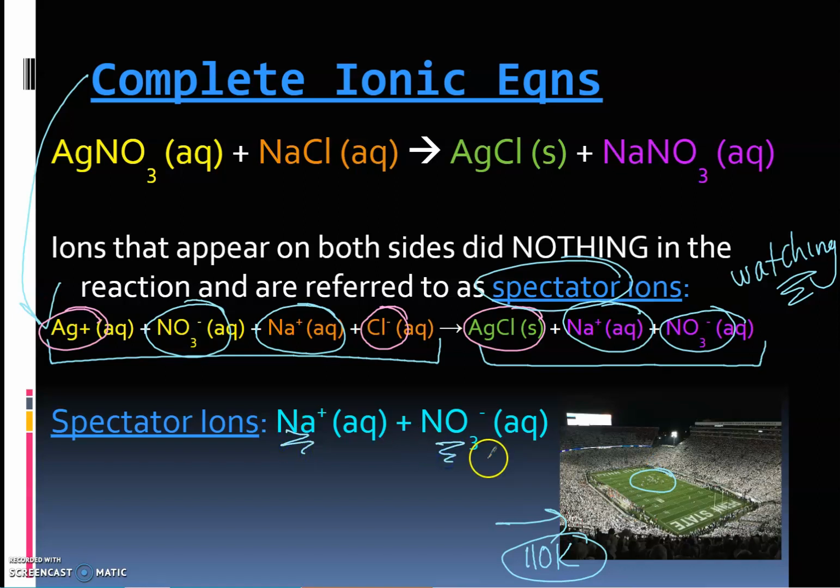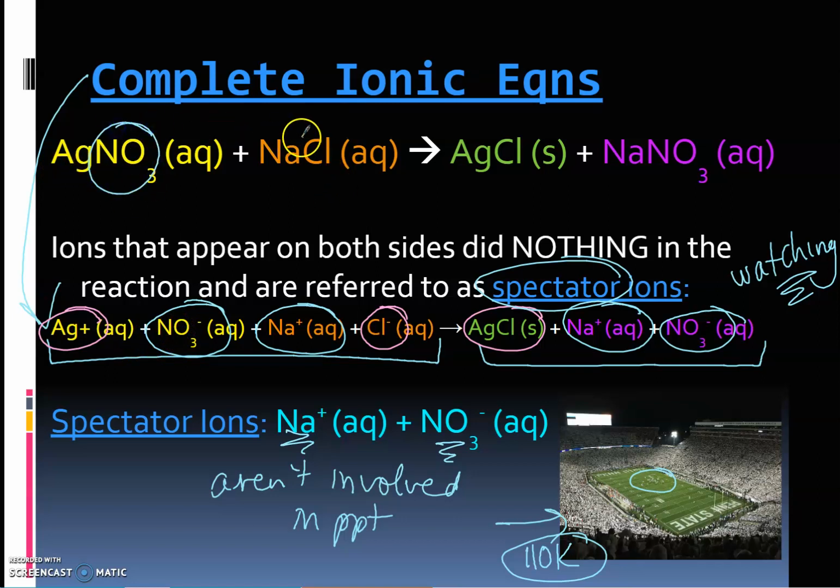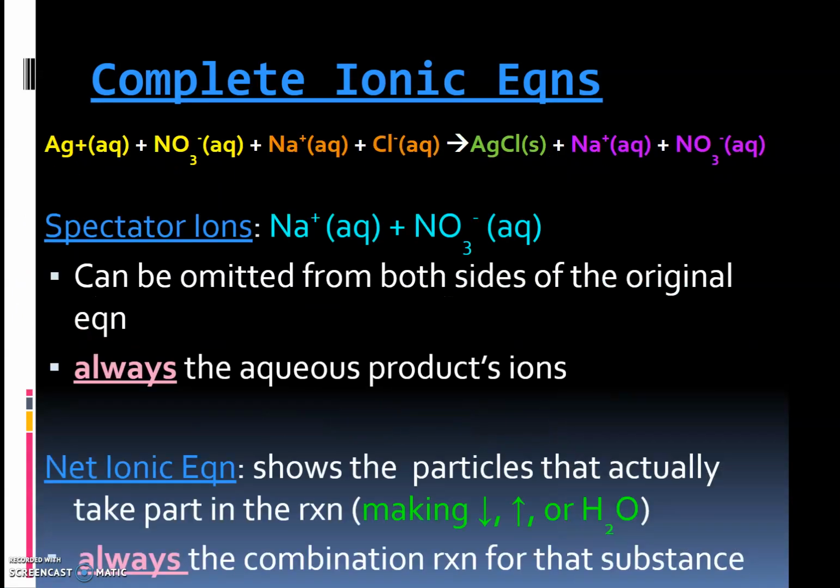These spectator ions aren't involved in making the precipitate. So what that means is that they were basically like the person that brought the Ag to the party and the Cl to the party. The NO3 and the Na plus didn't really do anything other than bring Ag and Cl, who found each other on this epic love journey.